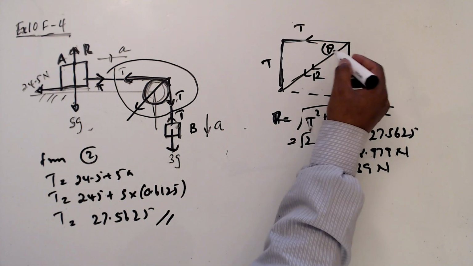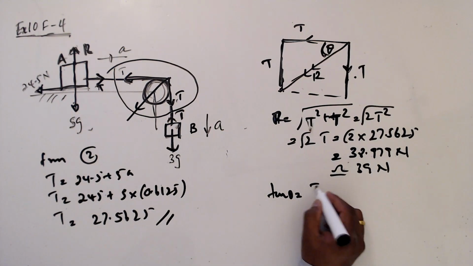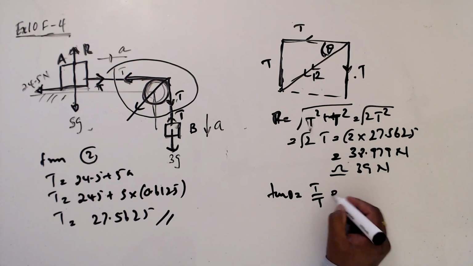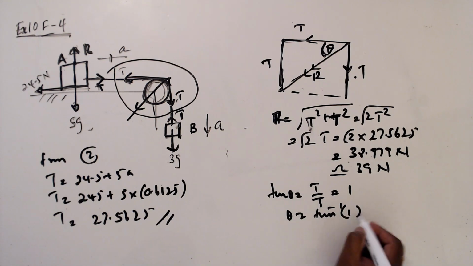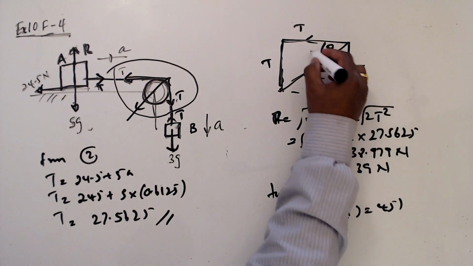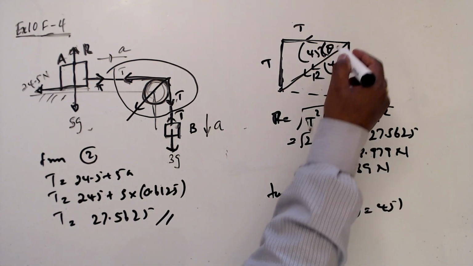And the angle: tan theta equals T divided by T, which is 1. So theta equals tan inverse 1, which is 45. So this is 45 and this is 45 because of that.